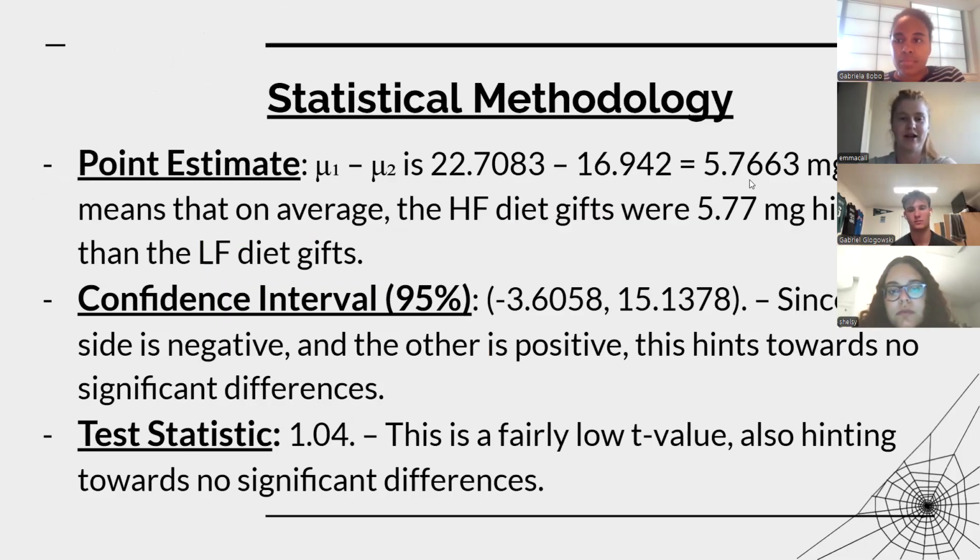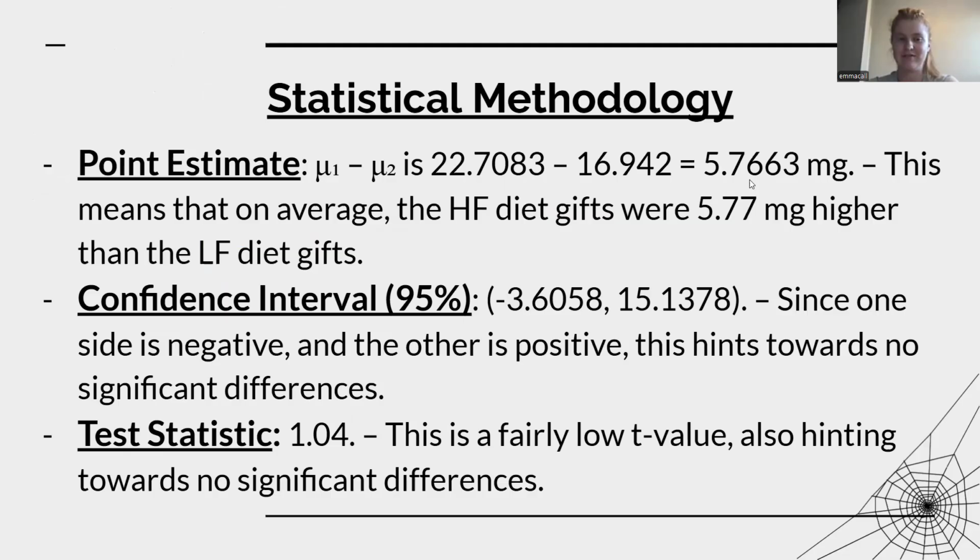So we found our point estimate, which is the difference between the averages, as 5.7663 milligrams, which means that the average high food diets were around 5.77 milligrams higher than the low food diets. And this number is right in the middle of our confidence interval, which we did as a 95% confidence interval, which means our alpha is 0.05.